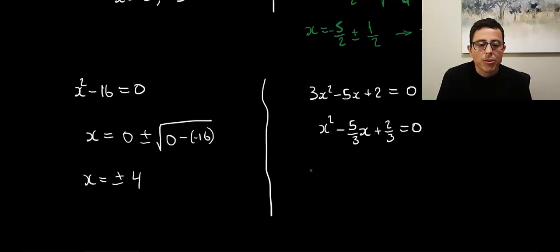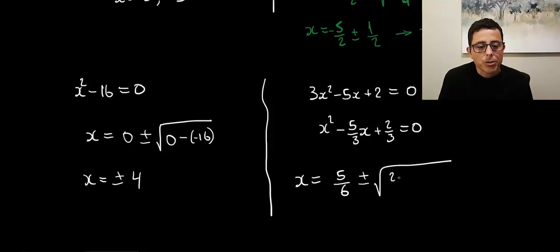So we work with fractions, but no problem. We can get the answers right away. Take this number here, b, divide by 2. So that would be 5/6, negative, right? But when you put the negative, it becomes positive, right? And then plus or minus the square root. We square this number, which is 25 over 36, minus 2/3. And that's the answer. These are the two solutions.